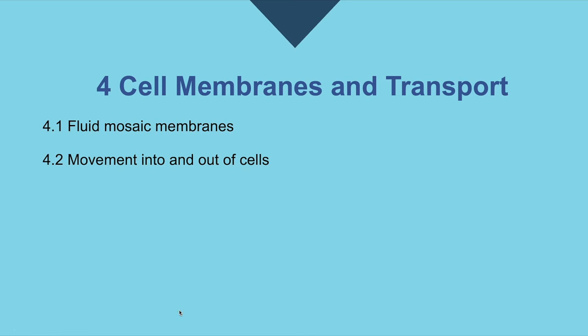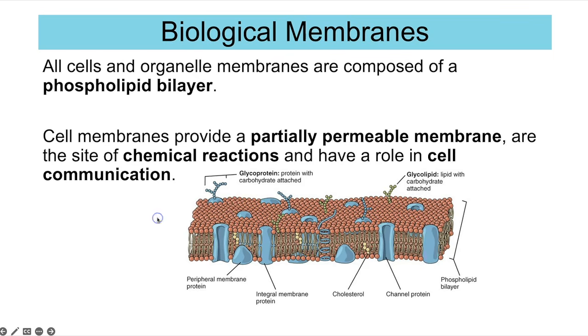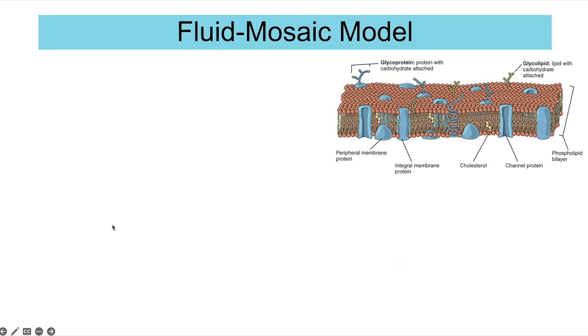Next, we're going to have a look at cell membranes and transport, starting by looking at the fluid mosaic model of membranes. All cells and organelle membranes are composed of a phospholipid bilayer. This provides a partially permeable membrane so that you can control what can enter and exit the cell. It can also be the site of chemical reactions and have a role in cell communication.